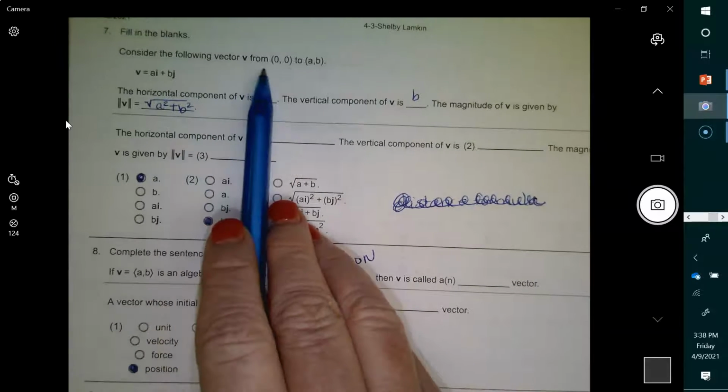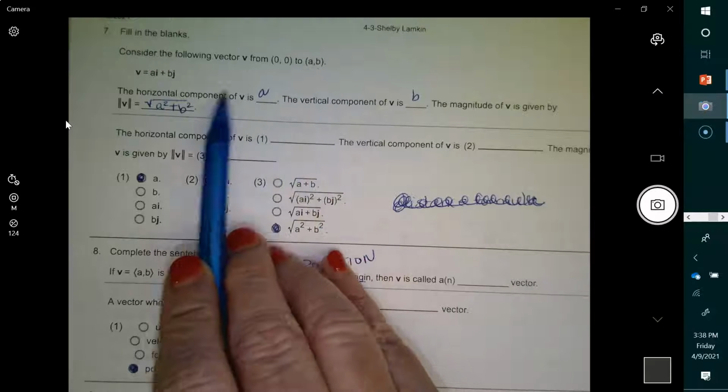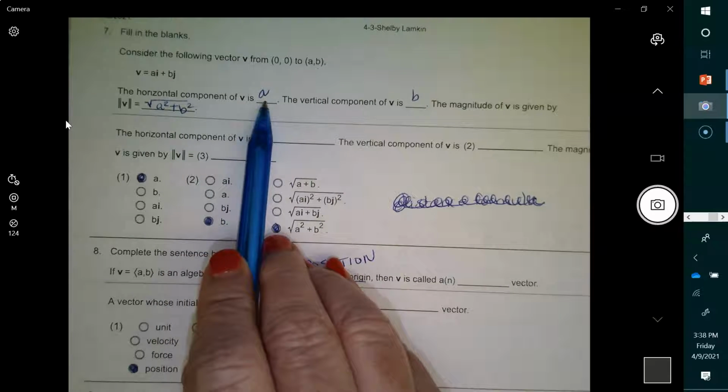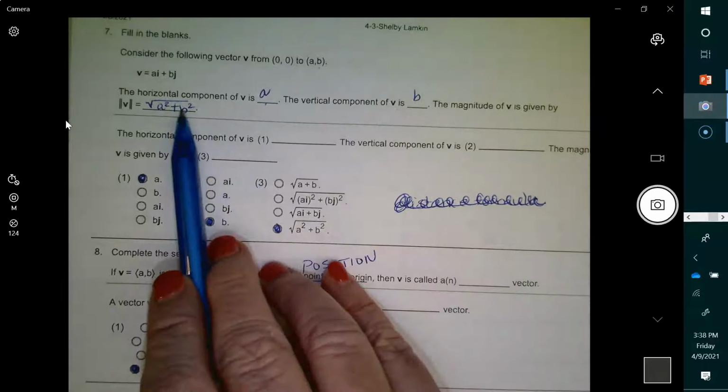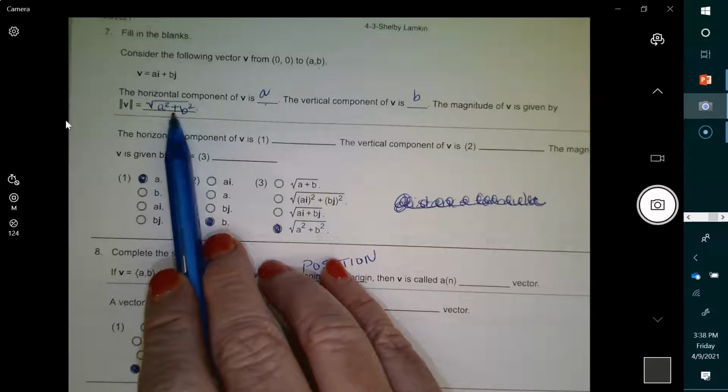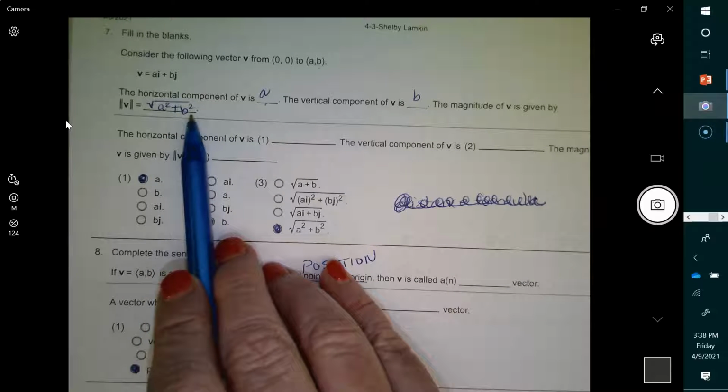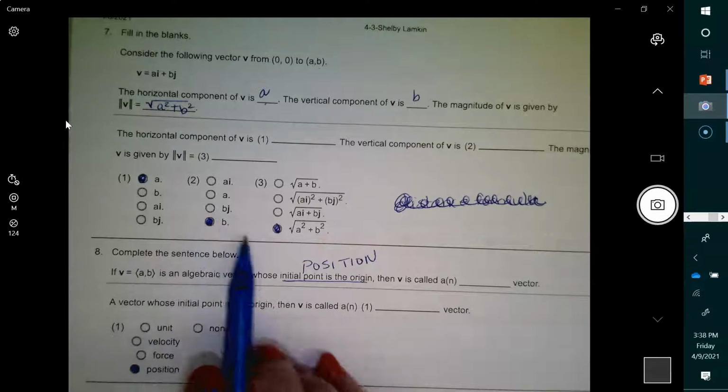Consider the following vector from (0, 0) to (a, b). The horizontal component is a, the vertical component is b, and the magnitude is given by the square root of a squared plus b squared. This is very similar to the distance formula and the Pythagorean theorem. So we get these bubbles.